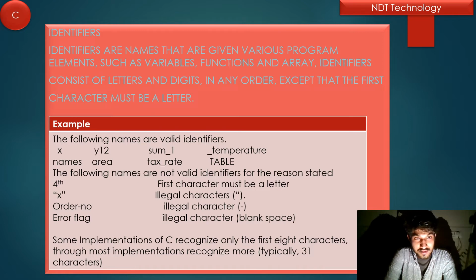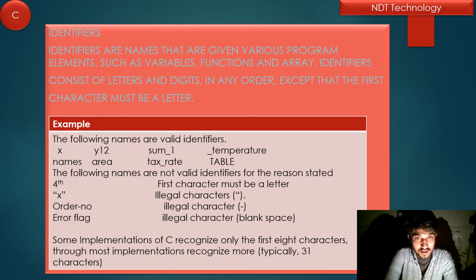So what are identifiers? Identifiers are names that are given to various program elements such as variables, functions, and arrays. If we write any program with respect to arrays, functions or variables, these identifiers will be mandatory because it is a rule to write any program in this manner. So an identifier consists of letters and digits only, right? And in any order, except that the first character must be a letter. Remember that the first character must be a letter.